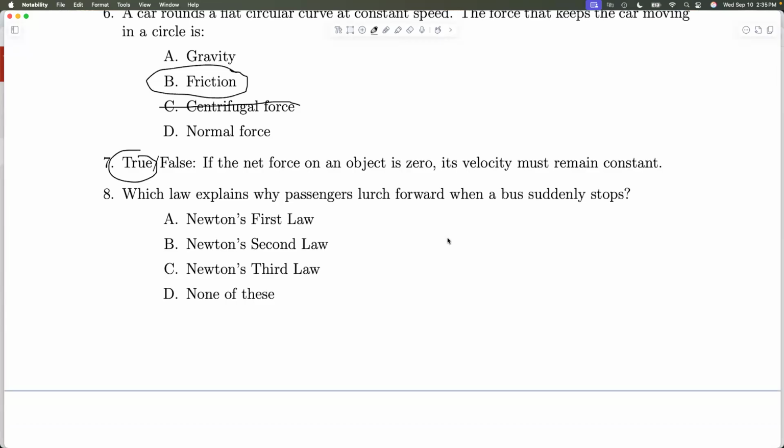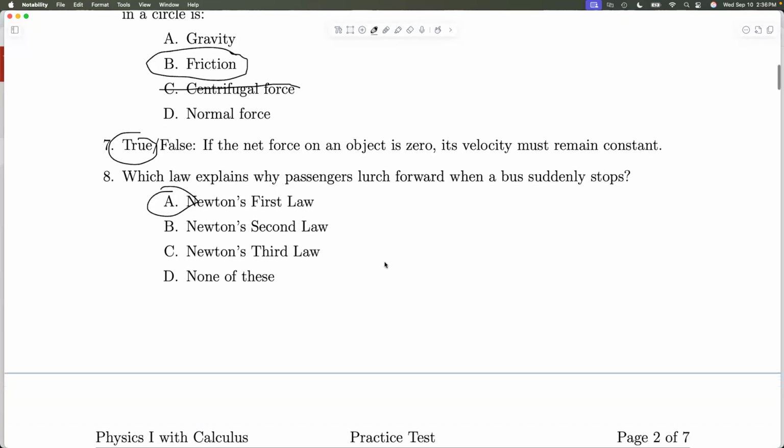Okay, so you're moving, you're on a bus, the bus comes to a sudden stop. Why do you keep moving forward? Because you have inertia, because no outside force has acted on you until you hit the seat in front of you. That is the first law.